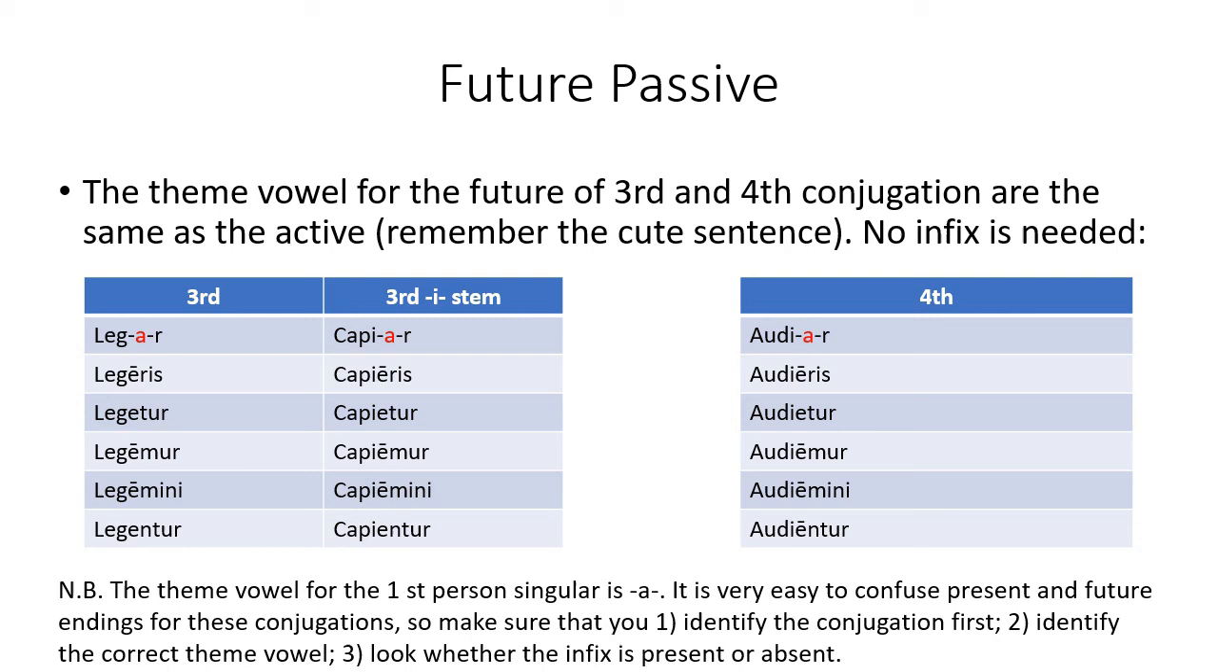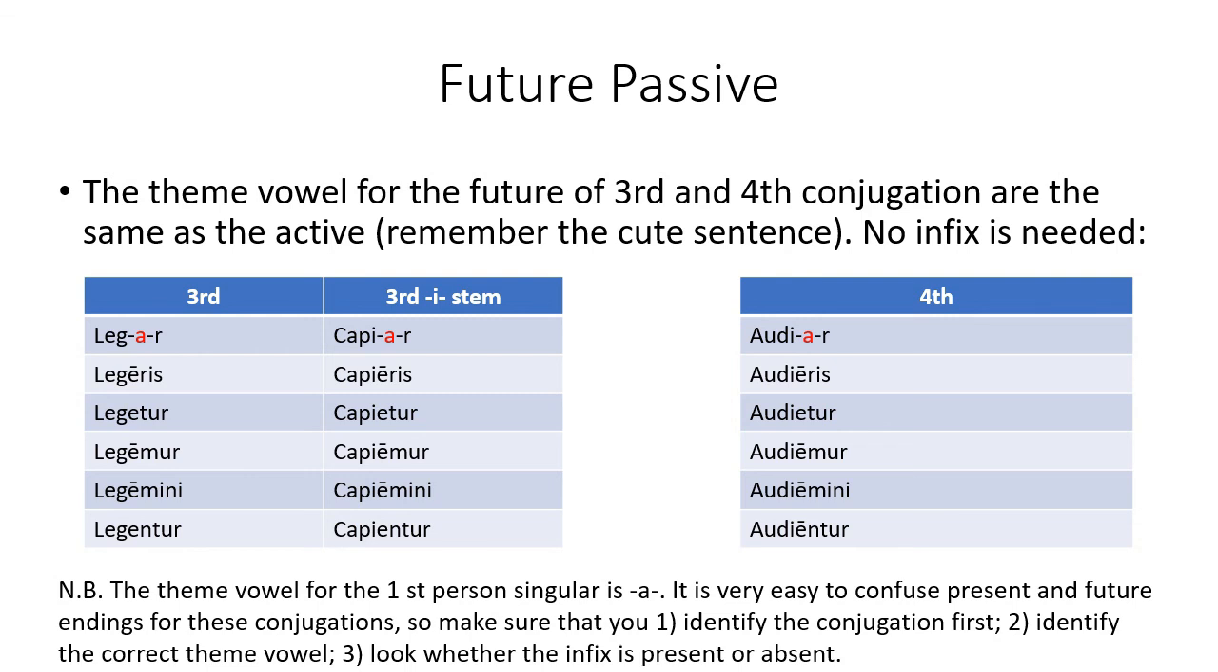As for the future, you still have the same switch of theme vowels, and you can remember the cute sentence. Conjugation 4 and 3, in the future, take long e. And similarly, no infix is needed. Therefore, you will have legar, legeris, legetur, legemur, legemini, legentur, capiar, capieris, capietur, capiemur, capiemini, capientur, audiar, audieris, audietur, audiemur, audiemini, audientur.